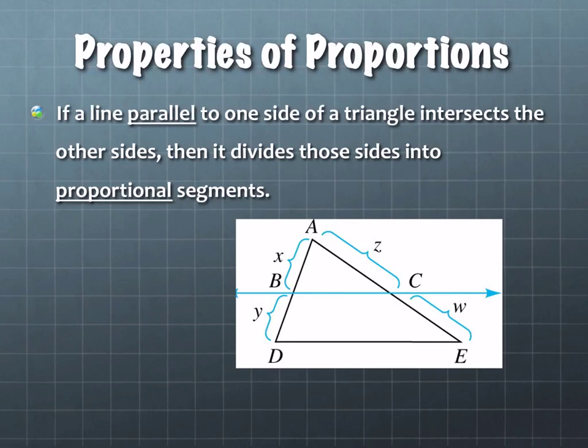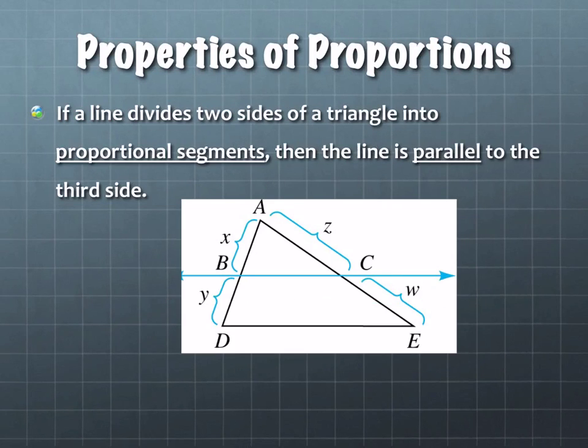The sides of the top triangle, x to z, would be proportional to the sides below, which are x plus y to z plus w, the whole side lengths. Okay, so that's the proportionality that this is talking about. You end up with these proportional segments within your triangles.